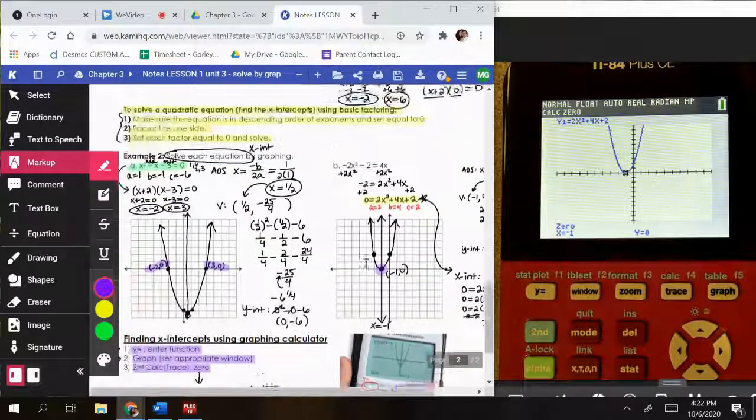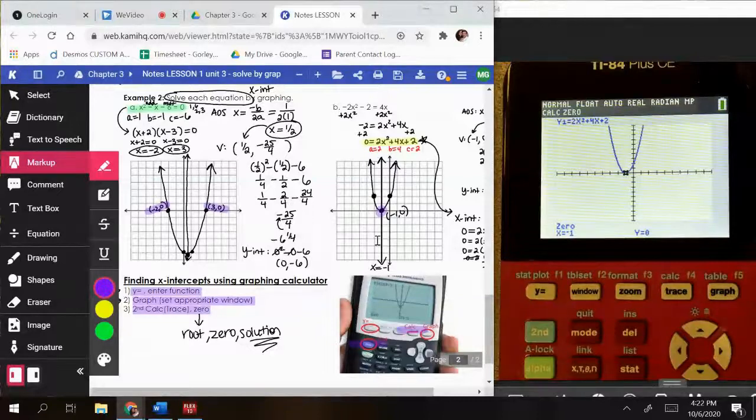Okay, so I always use my calculator to check my work. Whenever I'm solving by graphing, you can do it by hand, but it's much more efficient if you use your calculator.